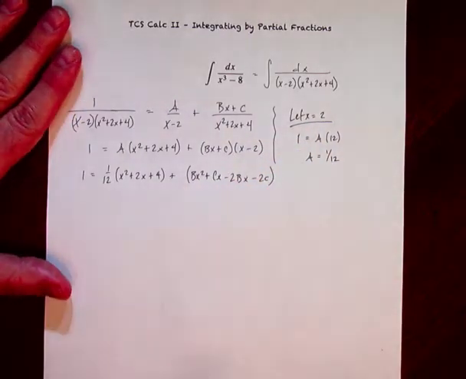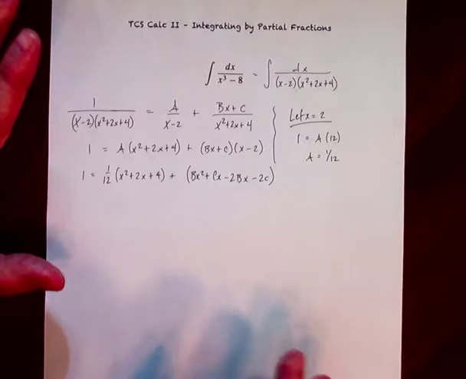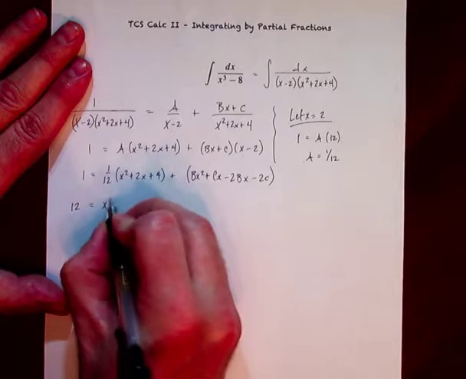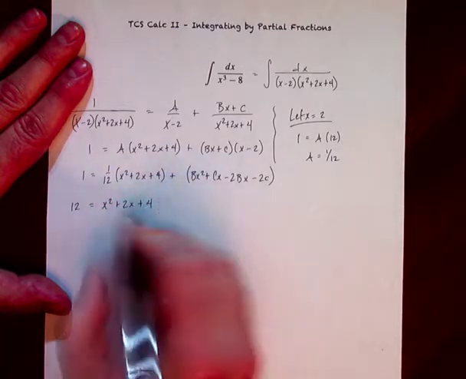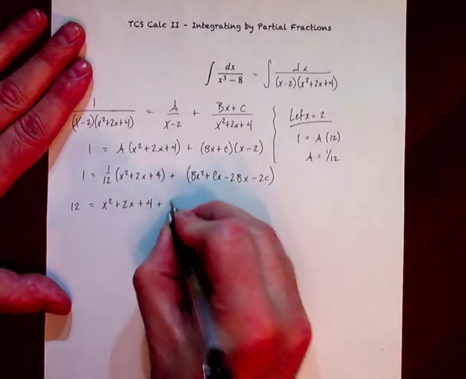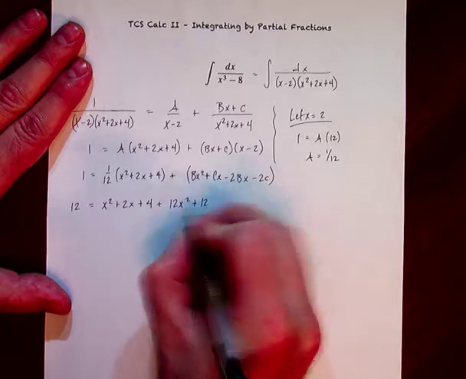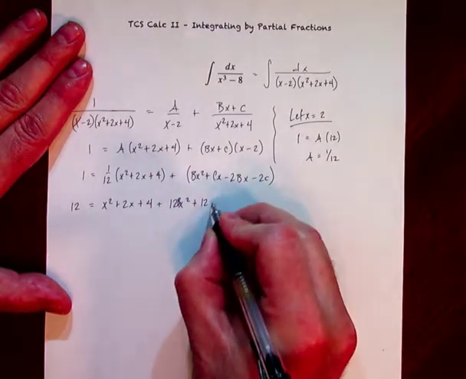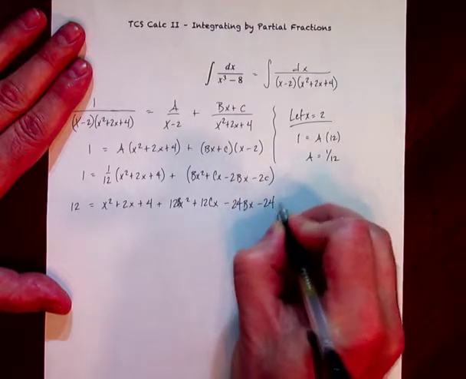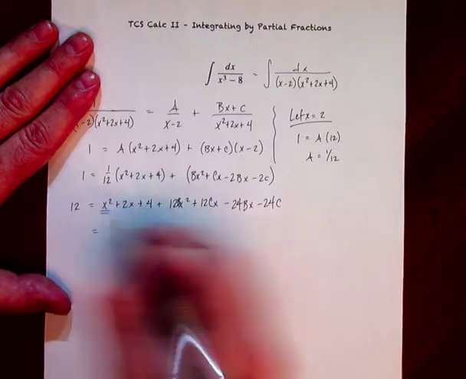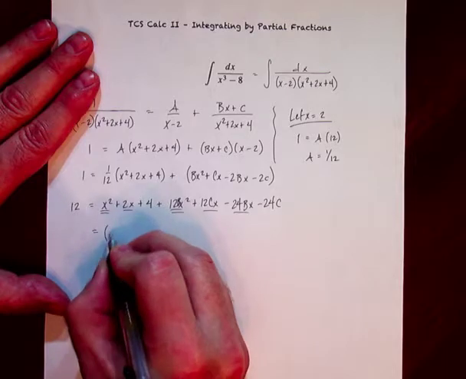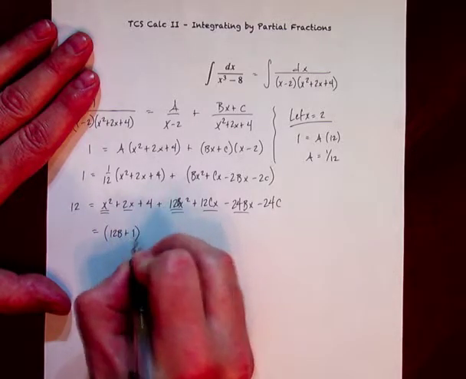Now, like I said before, you should be able to work with fractions, but if you don't have to, why would you want to? Let's go ahead and multiply through by 12, and I'm going to get x squared plus 2x plus 4. Multiplying this first parentheses by 12 gets rid of the 1/12. You just need to remember to actually multiply the second one. Sorry, that's supposed to be 12Bx squared and 12Cx minus 24Bx minus 24C. Now let's go ahead and collect like terms: second degree, first degree, first degree, first degree. And we're going to get 12B plus 1 x squared.